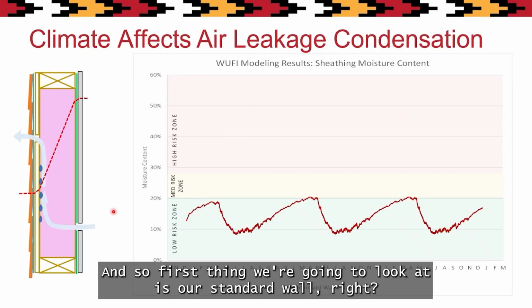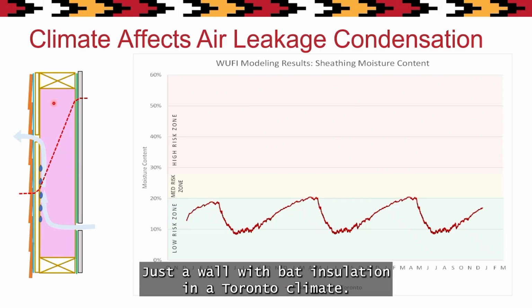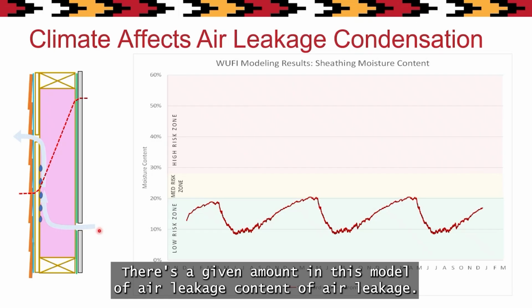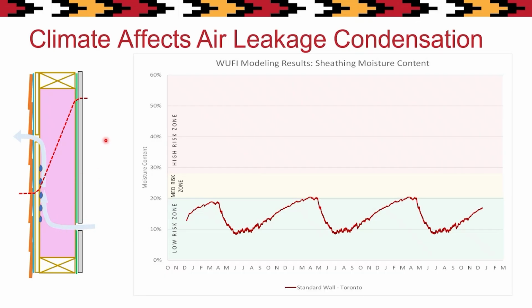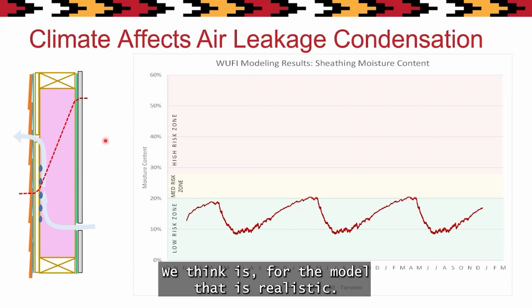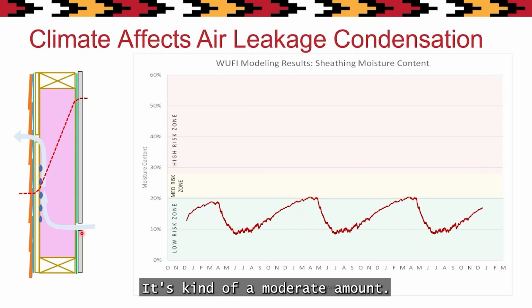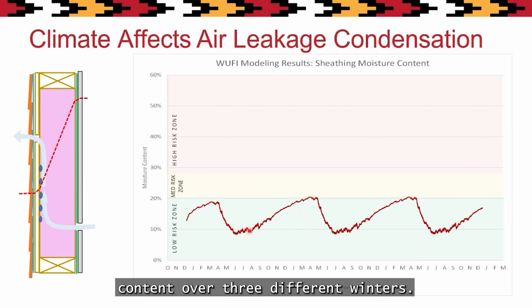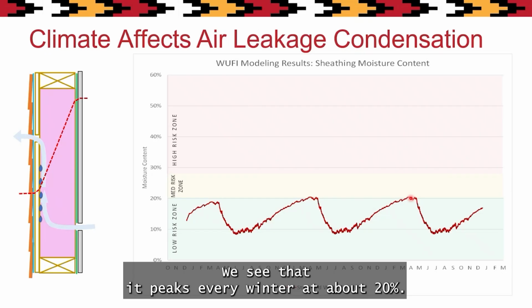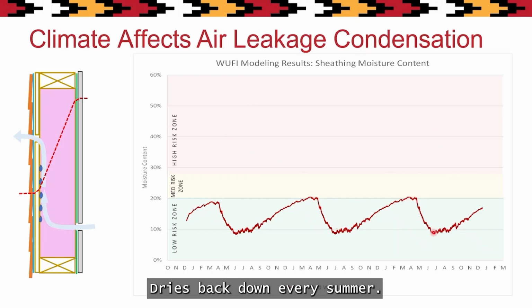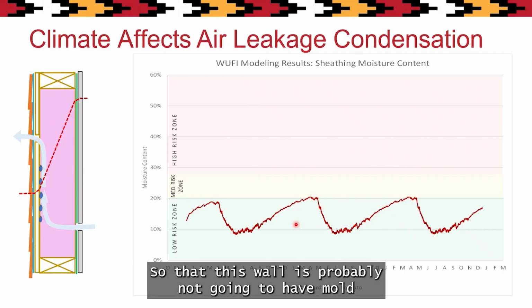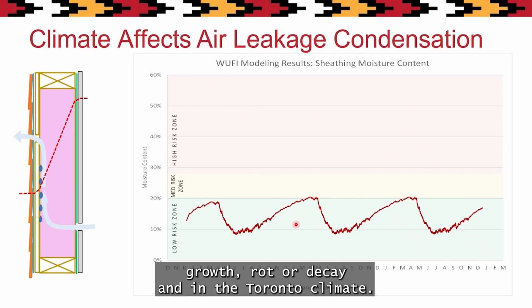And so the first thing we're going to look at is our standard wall, right? Just a wall with basic insulation in a Toronto climate. And so remember, the temperature drop occurs across the wall. The sheathing's cold. There's a given amount in this model of air leakage, and we've chosen an amount we think is realistic for the model. It's not high or low. It's kind of a moderate amount. And if we were to look at this model and put these conditions into a Toronto climate, this is what happens to the moisture content over 3 different winters. We see that it peaks every winter at about 20%, dries back down every summer. And what this tells us from the model is that this is a pretty safe condition, so this wall is probably not going to have mold growth, rot, or decay in the Toronto climate.